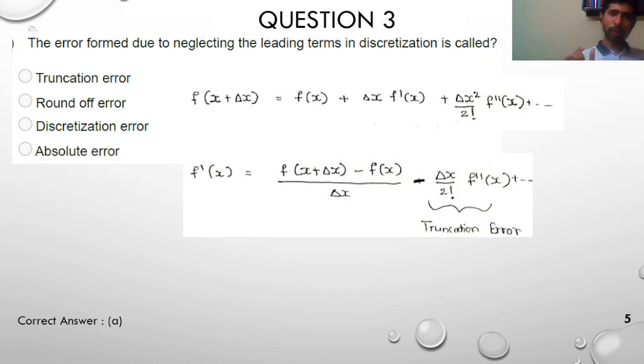But you are using the same scheme. If I was saying f dash of x, if I was using a central space instead of this forward space, I would come up with delta x square. So then the truncation error would change. That is the definition of truncation error, the leading term which comes here. So that is the truncation error. It is one set of error.